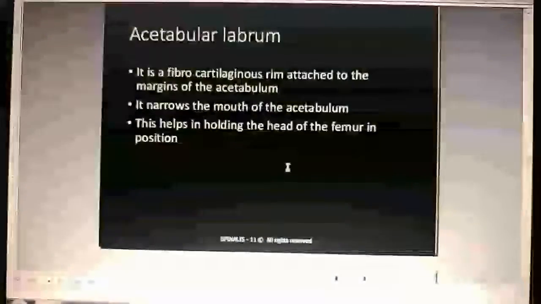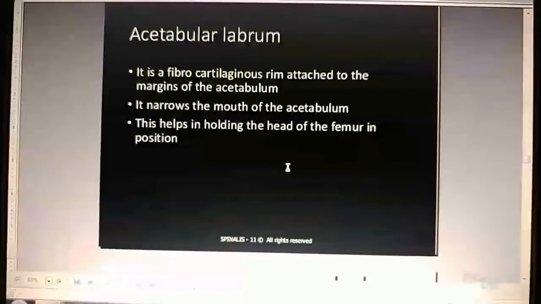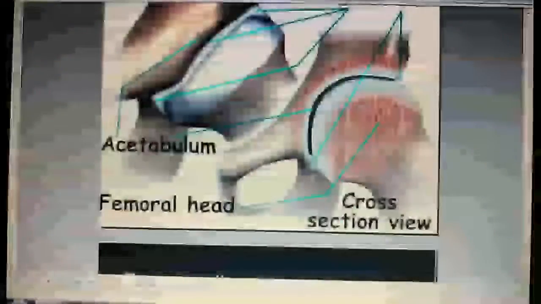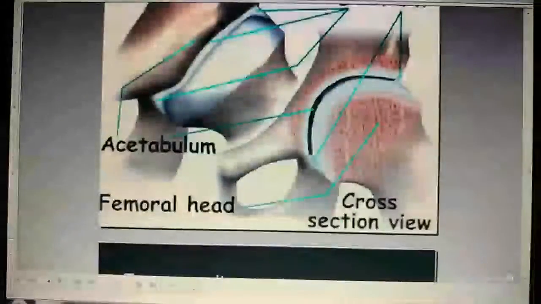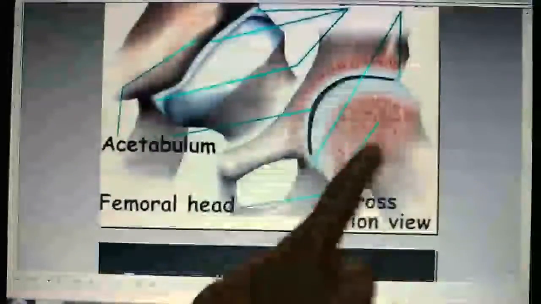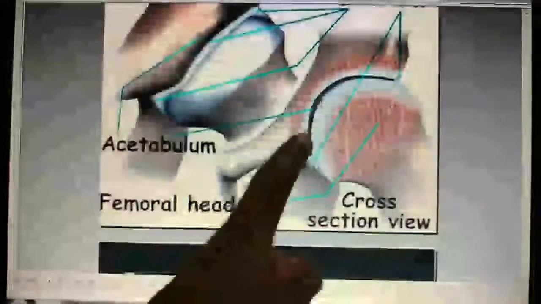And this one is the acetabular labrum. It is a fibrocartilaginous rim attached to the margin of the acetabulum. It narrows the mouth of the acetabulum. It helps in holding the head of the femur in position. This one is the acetabular labrum. In cross section we have the femur and acetabulum.